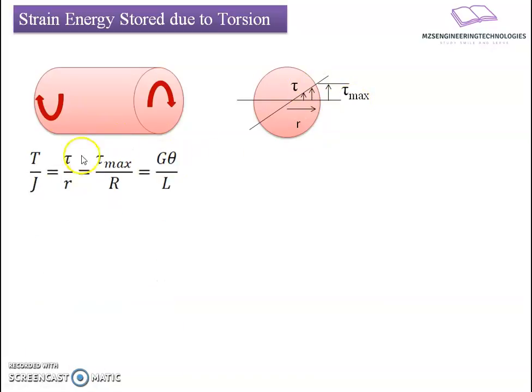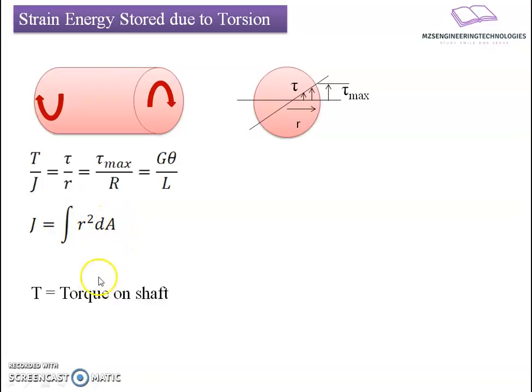Then from the relation with reference to deflection, we have T by J equals tau by R, where R is the radial distance. We will replace this with tau max by R, because I am going to consider the outer face, which has the maximum value at the shaft edge. So tau max by R equals G theta by L, where J is the integration of R square dA, the polar moment of inertia, which depends upon the radial direction and the location of the area.